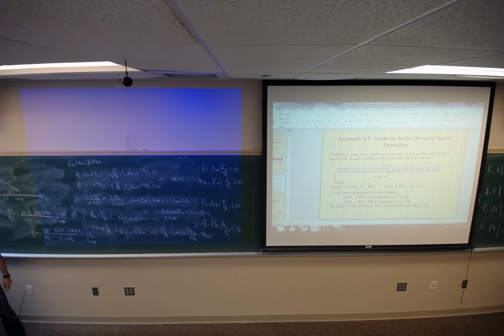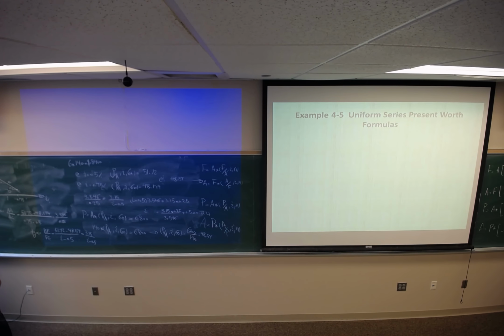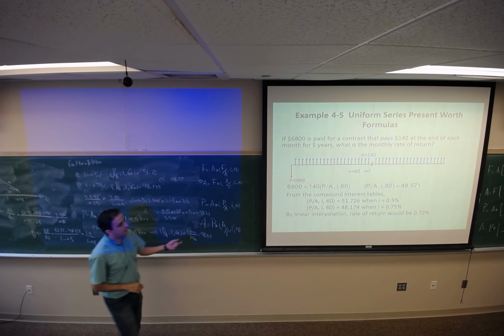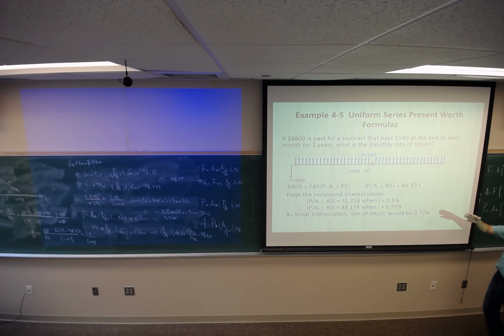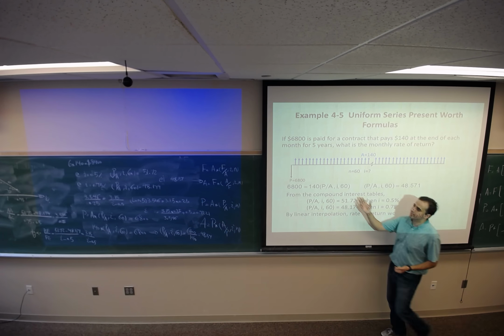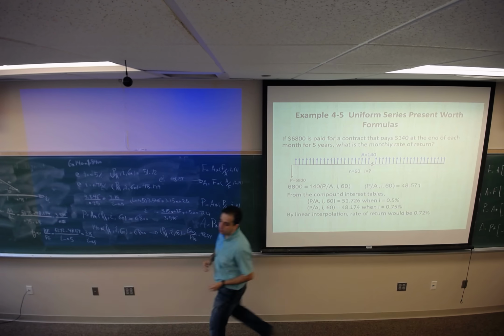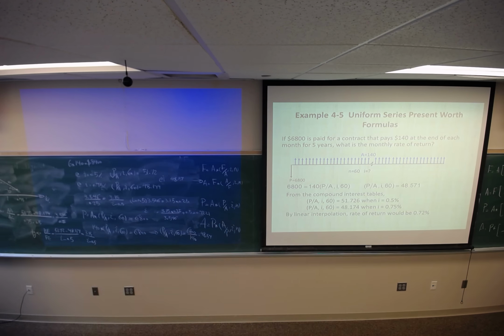So by linear interpolation, the interest rate which makes 6,800 equal to the future payments should be 0.7221. Or you can say the rate of return for this investment is 0.7221. Or this investment is going to pay you 0.7221%.